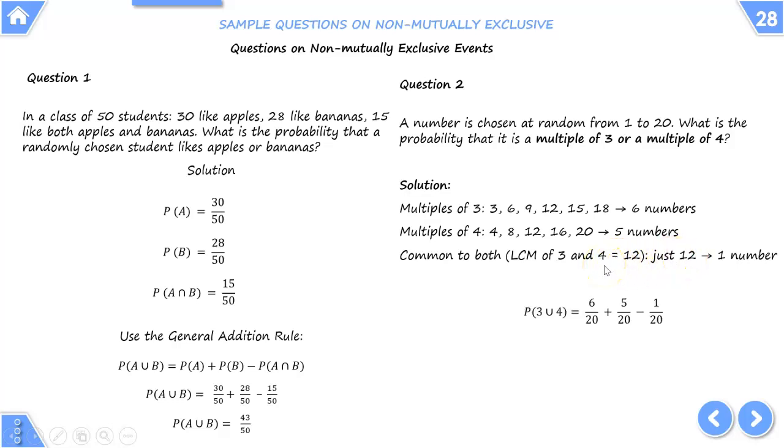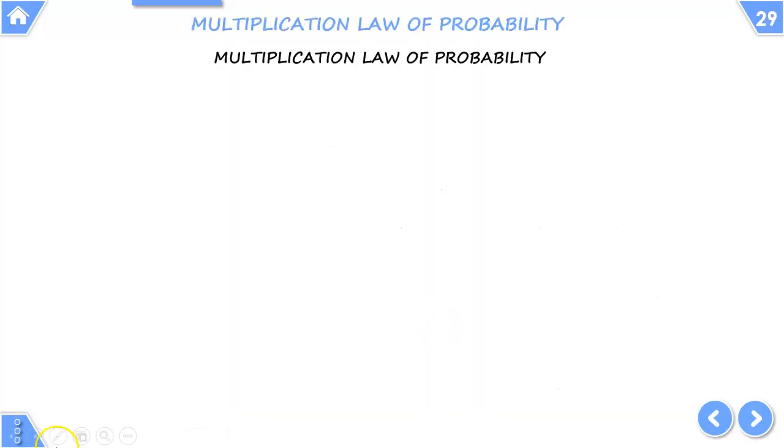That is one number. Because there is an overlapping point, we use the general rule. What's the general rule? P of A union B is equal to P of A plus P of B minus P of A intersection B. That's the general rule for non-mutually exclusive events. So we get the answer to be 10 over 20, which simplifies to 1 out of 2. So that is it.